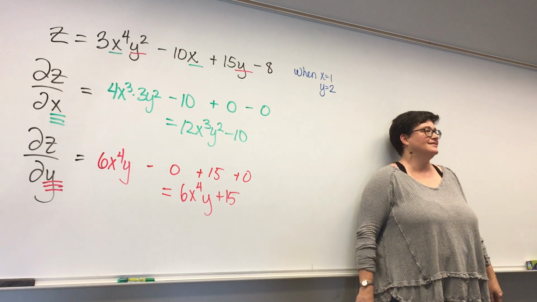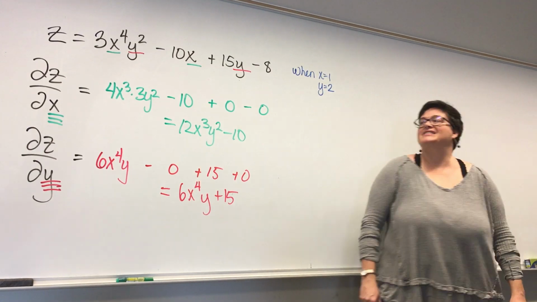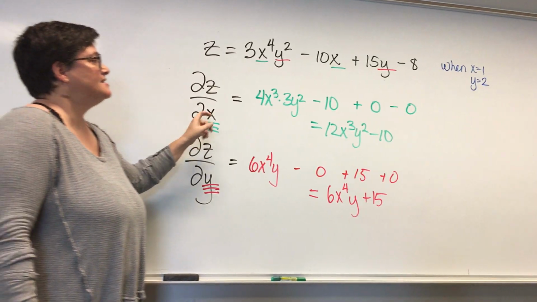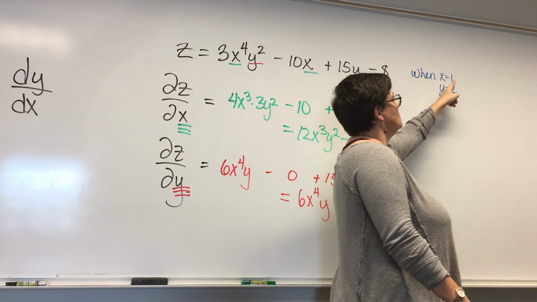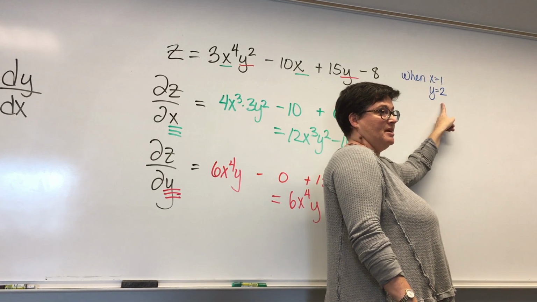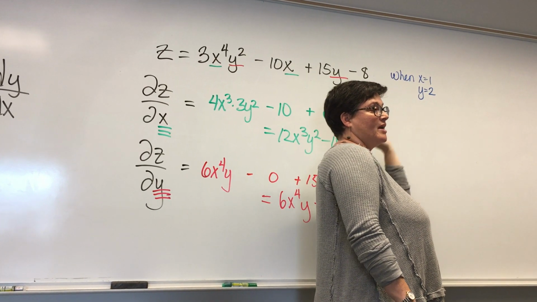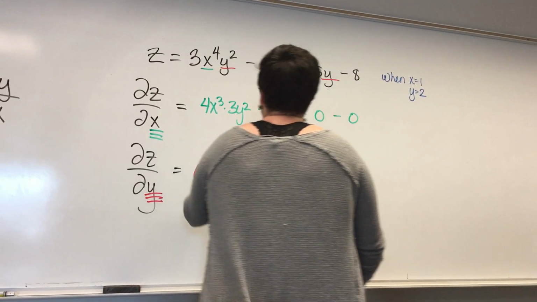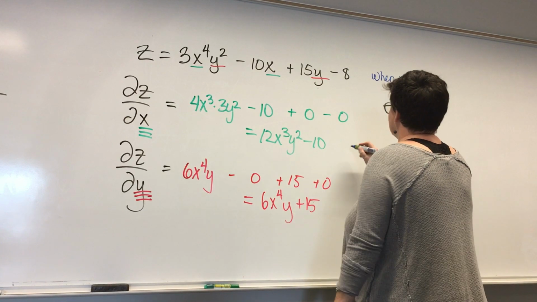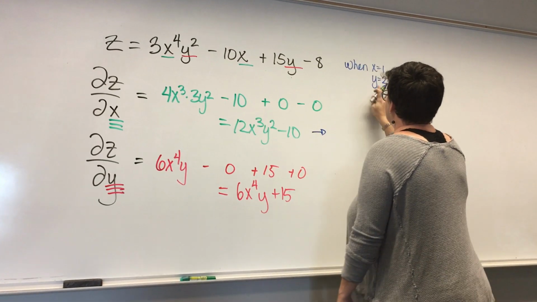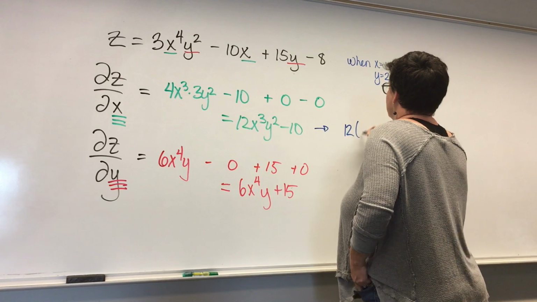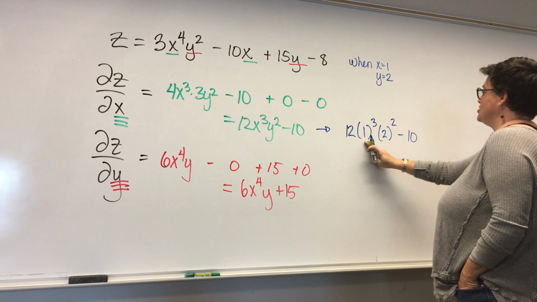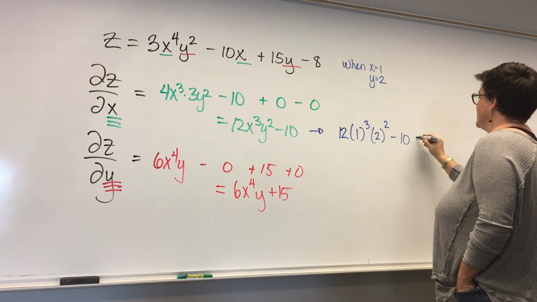Slope. In this first one, what's our variable? It's x. So x will be changing from 1 to 2. Y will stay constant at 2. You guys with me? Remember, we always vary by 1. Always, always, always. So let's plug these values into this. So 12 times 1 cubed times 2 squared minus 10. This becomes 12 times 4 is 48 minus 10 is 38.